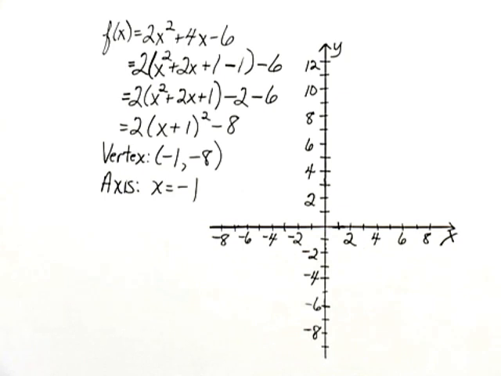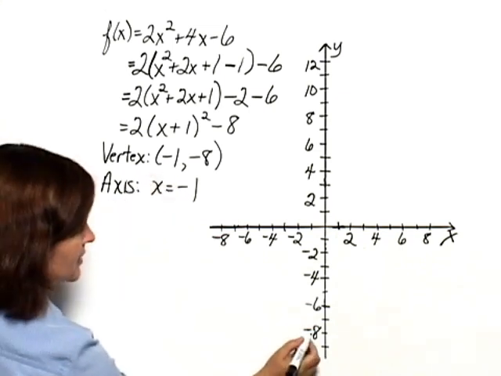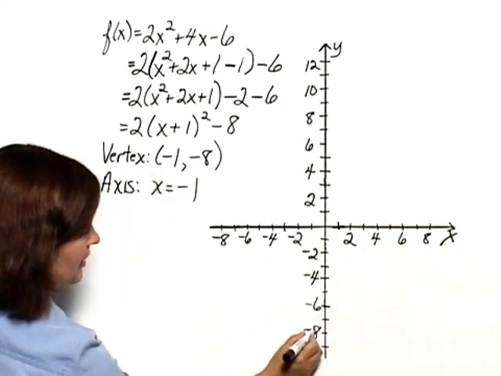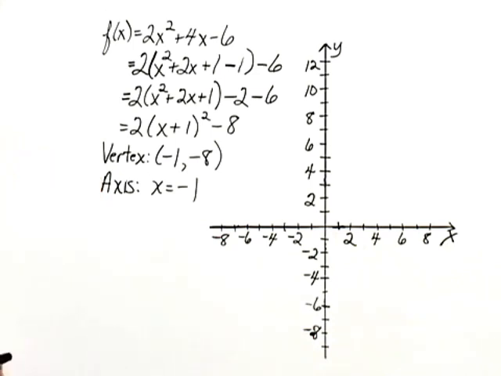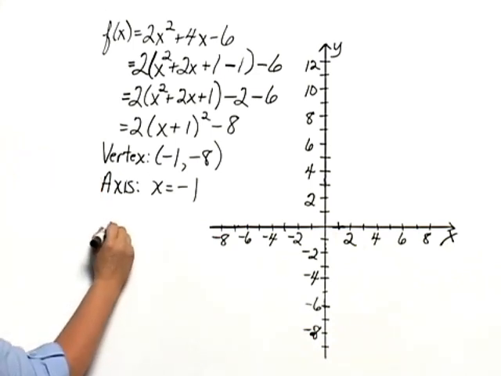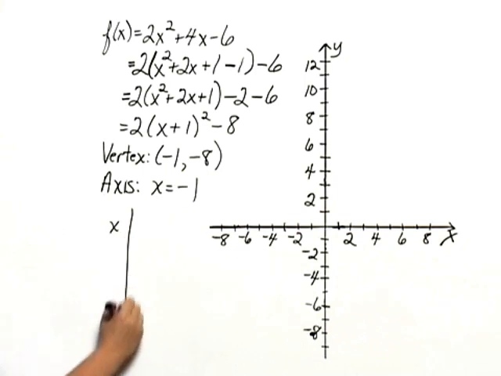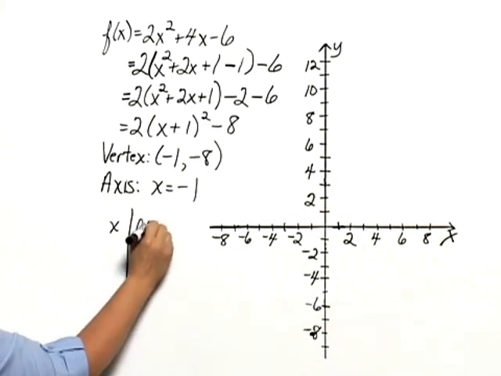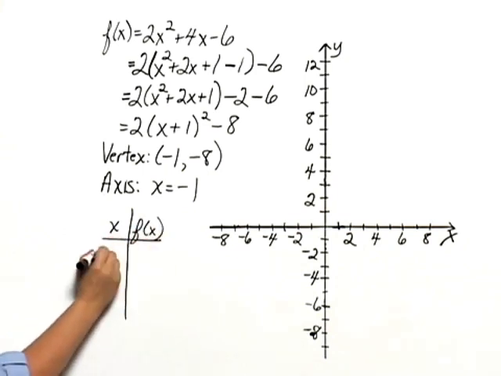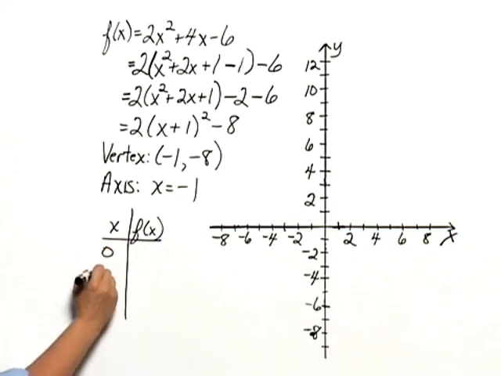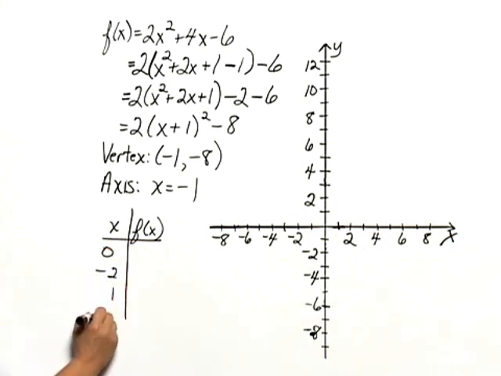This information will give us enough to go on to part B, graph the function. Let's start by graphing the one point that we know, that's the vertex negative 1, negative 8. And then we'll find a few more points by finding some function values for different values of x. Let's try x being 0, negative 2, 1, and negative 3.